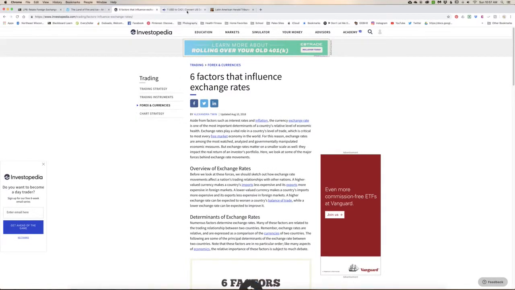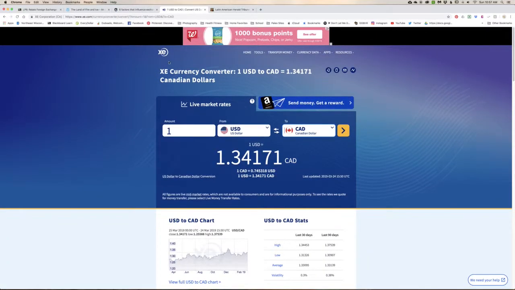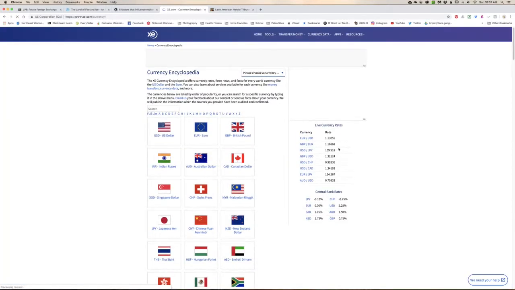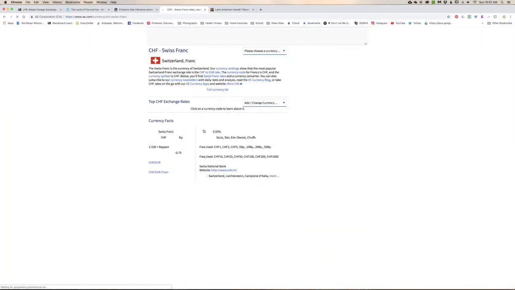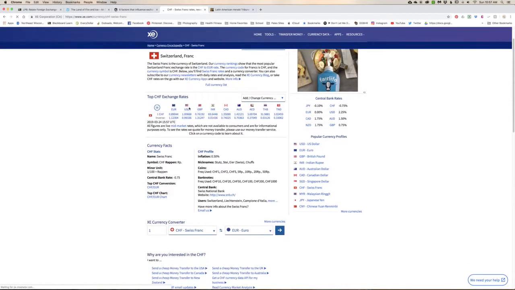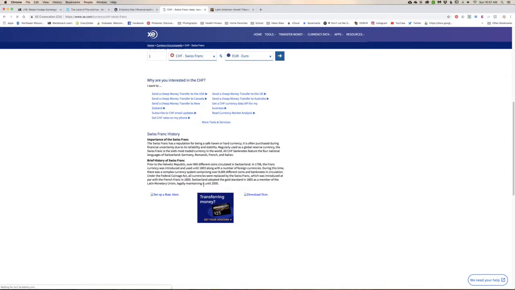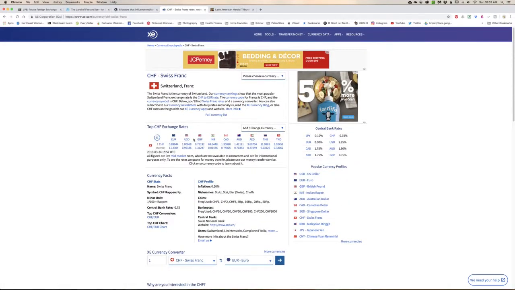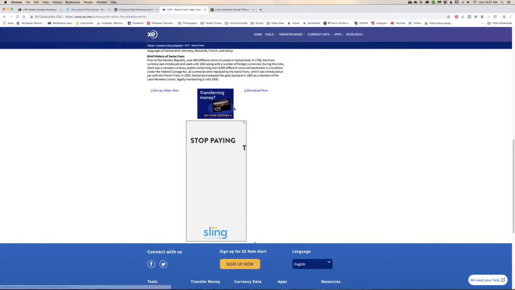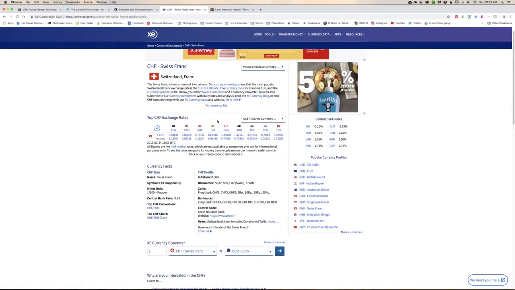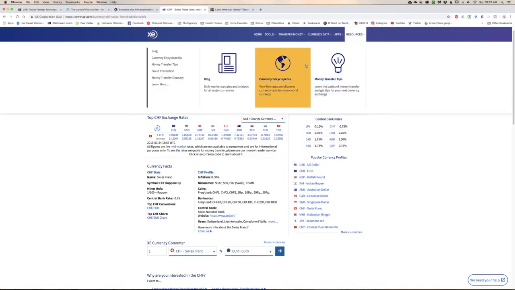This is a really great link for that. The other thing I wanted to show you is on xe.com. This is the one that I use primarily. There's a number of different resources out here. There's blogs on daily market updates for different currencies. There's a currency encyclopedia. So let's say you invested in the Swiss franc. It will give you a whole bunch of information on the Swiss franc and maybe some history of what's happening right now. You can get more information on here. Let's see what else is out here. So it gives you a little bit more information on your currency itself.